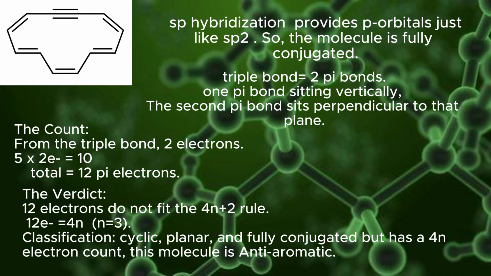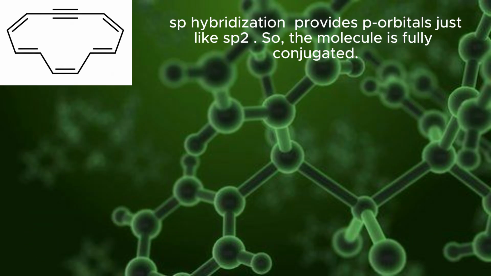Instead, 12 follows the 4n rule, n equals 3. Classification, since it is cyclic, planar, and fully conjugated but has a 4n electron count, this molecule is anti-aromatic. The takeaway here? When you see a triple bond in a potentially aromatic ring, ignore the extra pi bond. Only one of them can join the party.